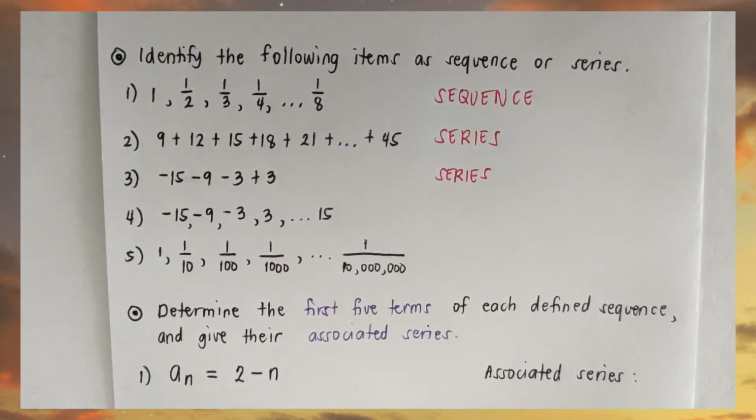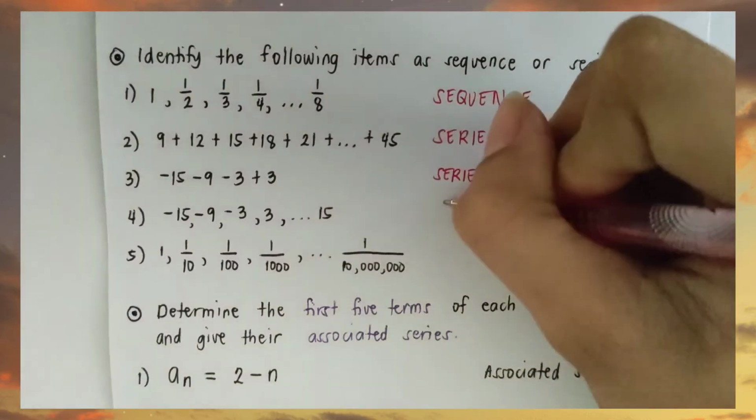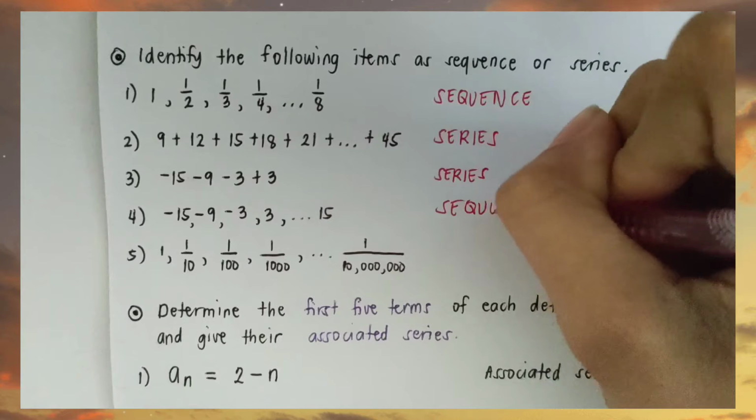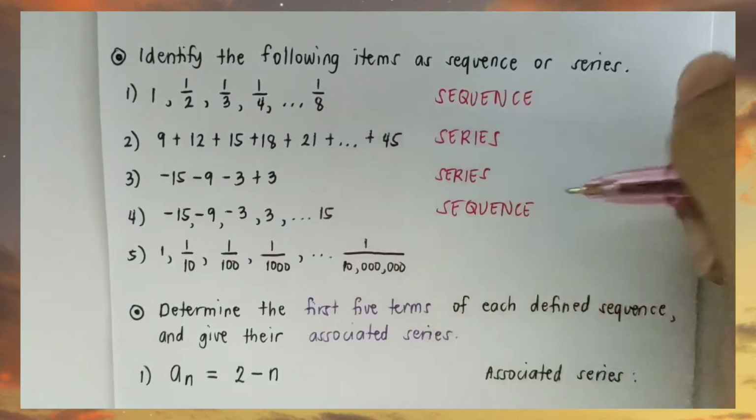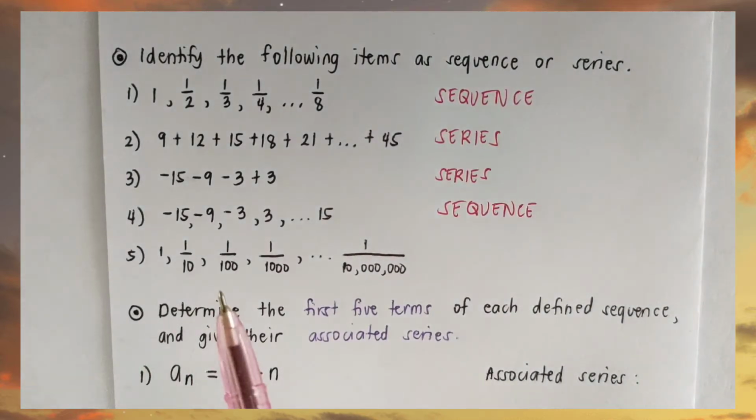How about number 4? Negative 15, negative 9, negative 3, positive 3, up to positive 15. This is an example of, very good, a sequence, because it is separated by commas.